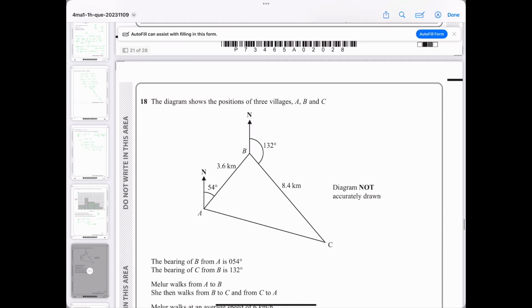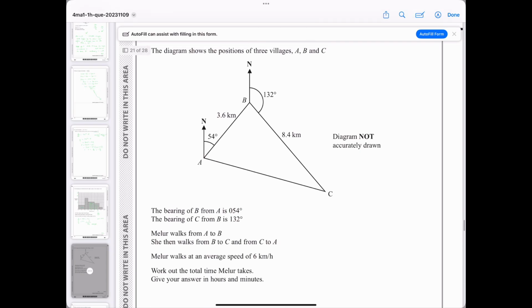Oh, good. This is a bearing question. So the diagram shows the position of 3 villages, A, B, and C. And the bearing of B from A is 054. So how you get to B is you turn 54 degrees from north and walk 3.6 kilometers in that direction. The bearing of C from B is 132.